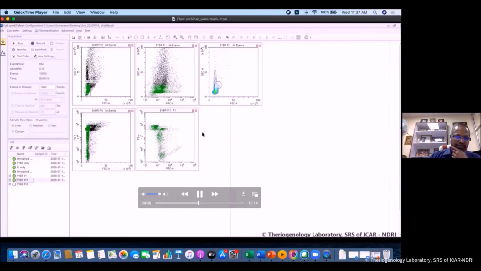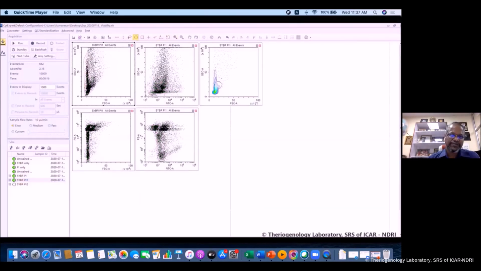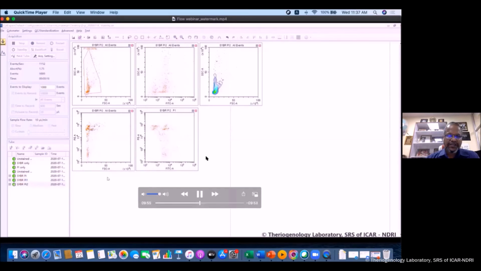So now again I am running the cyber PA because these are all the incubation timings. It is getting increased, and I'm making the region for the population. See. So now see how clearly 2 populations are getting separated. This is double positive, this is PA positive, and this is cyber positive.